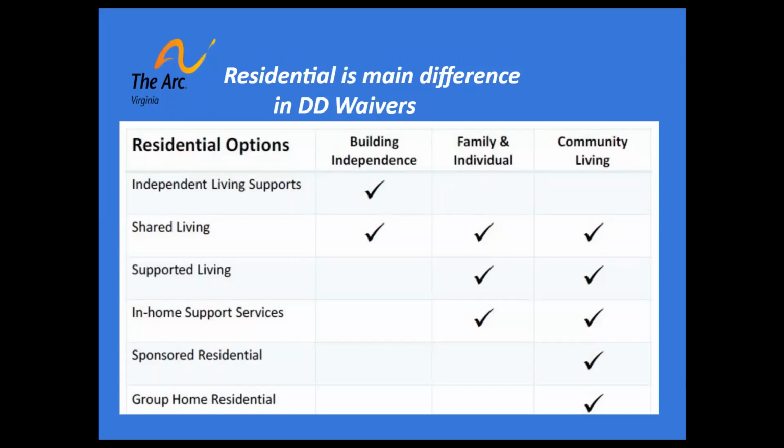Let's jump down to sponsored residential, where up to 2 people with a Community Living Waiver live with a family in their home, which is licensed. The group home service is only available to people with a Community Living Waiver, like sponsored residential.